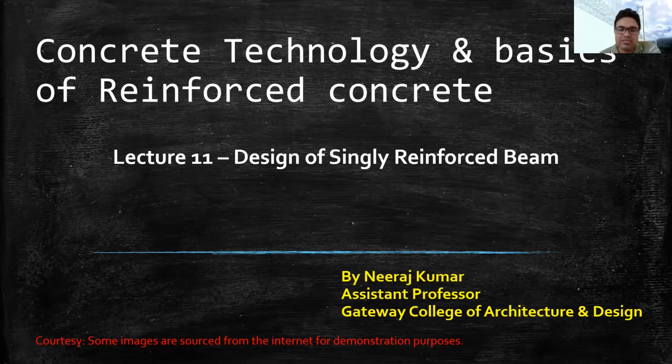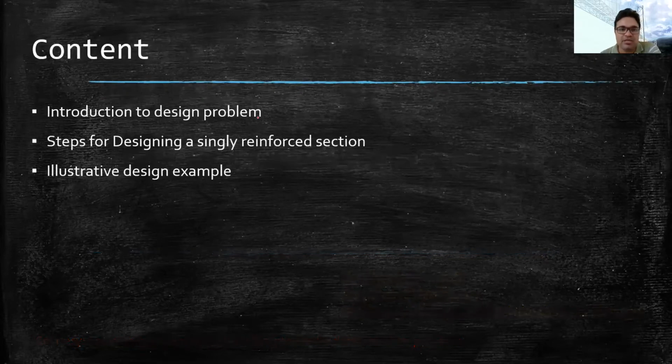Now in this lecture, we are going to design a singly reinforced beam. So first, we will see what are the things that we have to determine in the design problem, and then we will see what are the various steps that generally we follow to design a singly reinforced beam, and then we will take an example to design a beam. So that is the content for this lecture.